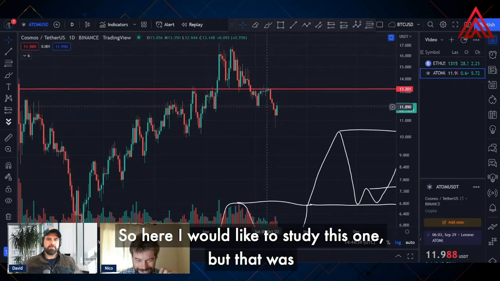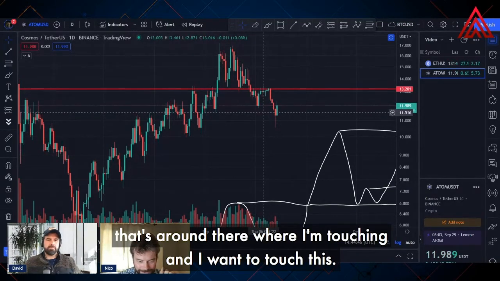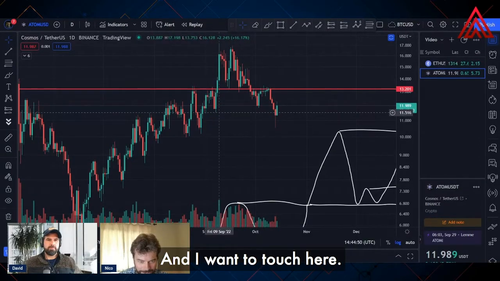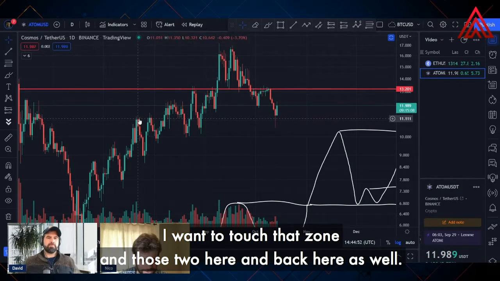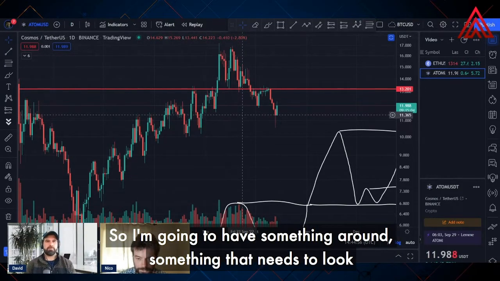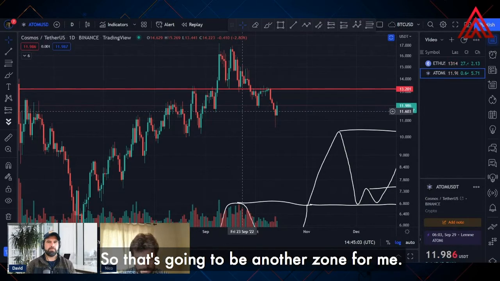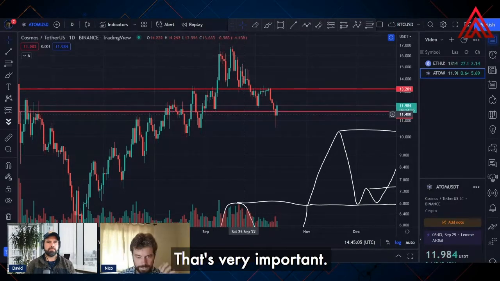So here I would like to touch this one, but if I look a bit before, I'm gonna have that around there where I'm touching. I want to touch this, I want to touch here, I want to touch that zone, and those two here and back here as well. So I'm gonna have something around that zone. That's gonna be another zone for me that's very important.